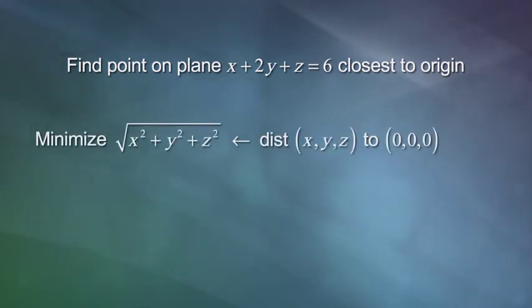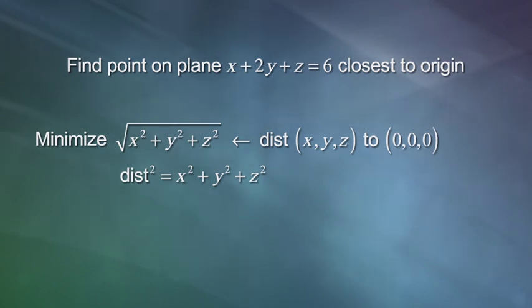Suppose I want to find a point in R3 on the plane x plus 2y plus z equals 6, closest to the origin. A solution would start by noting that I want to minimize the distance from the origin, and that is given by the distance function from 0, 0, 0, which is the square root of x squared plus y squared plus z squared by the distance formula. Now we note it's often easier and equivalent to minimize the distance squared, which is the simpler expression, x squared plus y squared plus z squared.